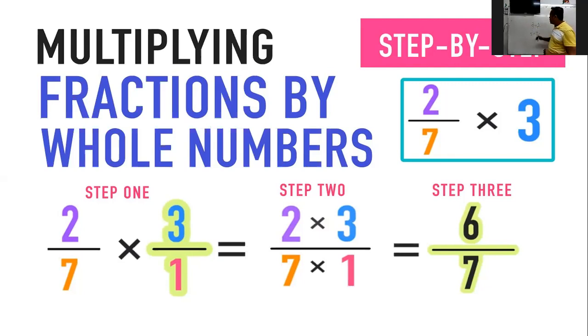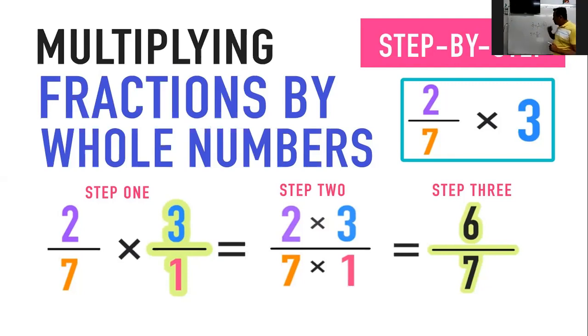So now, 3 over 1. Now you can multiply it because you have 2 numerators and 2 denominators. Step number 2 is after you put 1 as the denominator of the whole number, then you will multiply, just like the steps that we were following. So here we have 2 times 3 equals 6, and 7 times 1. We have now an answer.